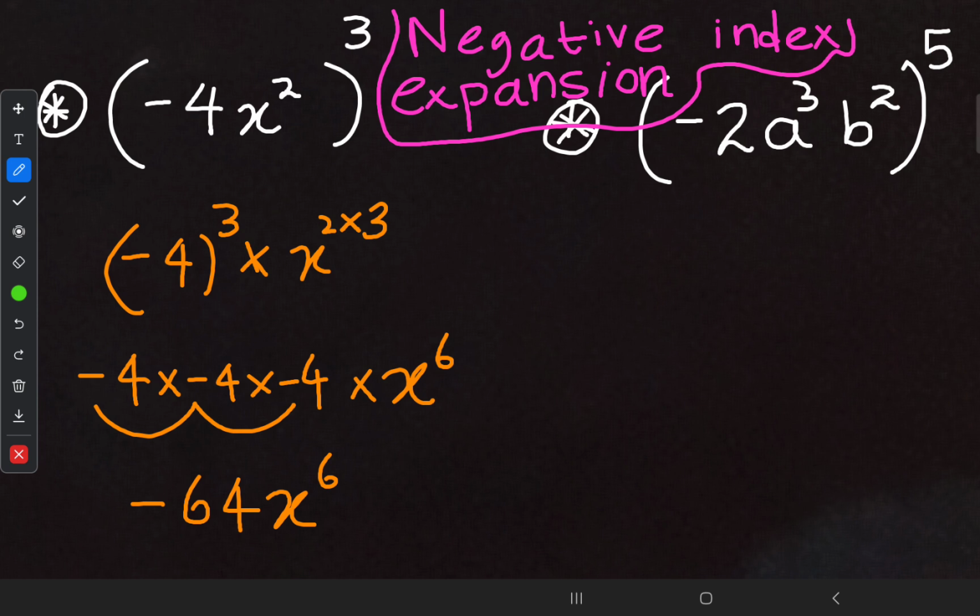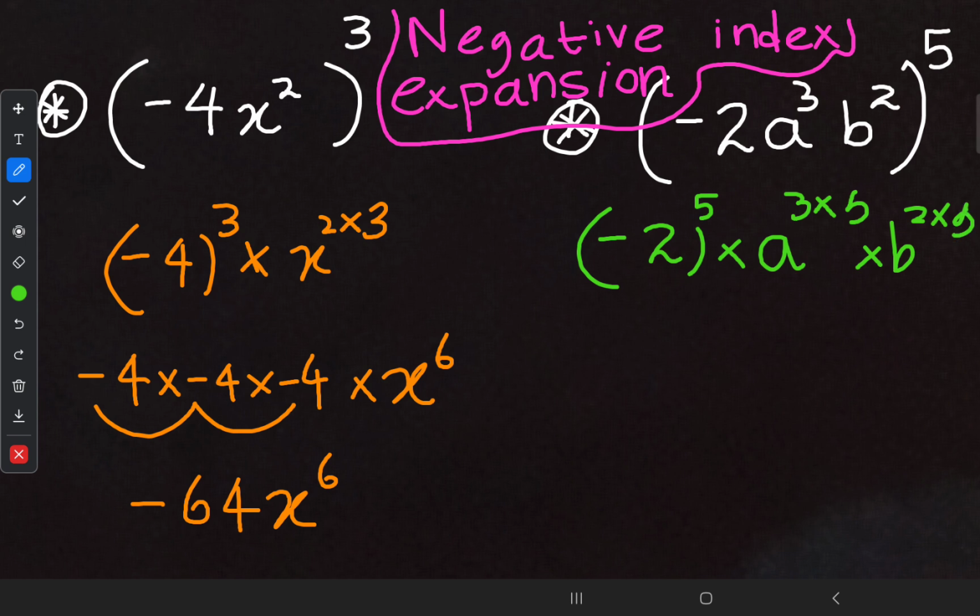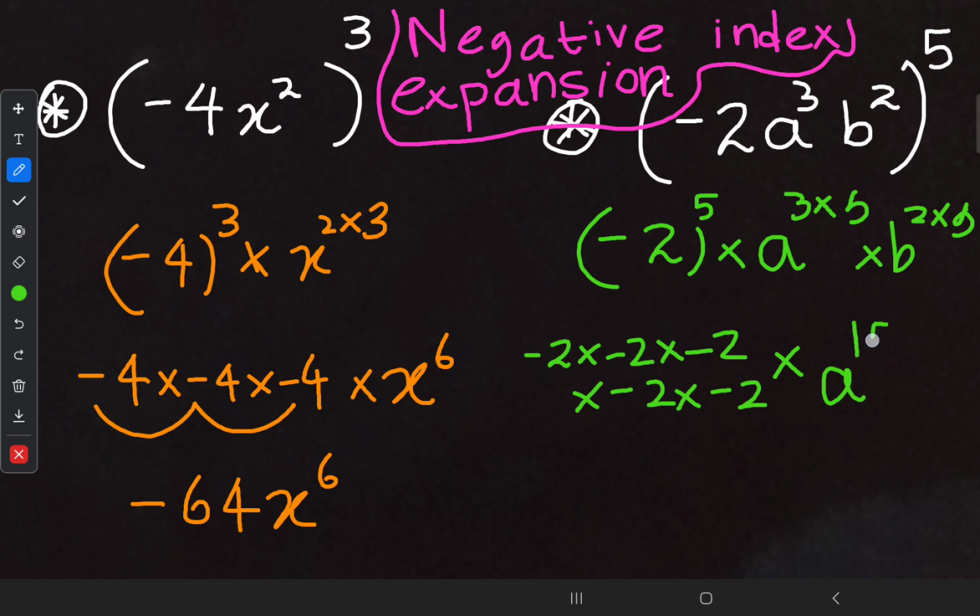For the next question, that is about (−2a³b²) to the power of 5. Okay, negative 2 to the power of 5 means negative 2 into negative 2 into negative 2, negative 2 and negative 2. Then it should be multiplied with a to the power of 3 times 5, it should be 15, multiplied with b to the power of 2 times 5, it's 10. So it should be negative, negative, negative.